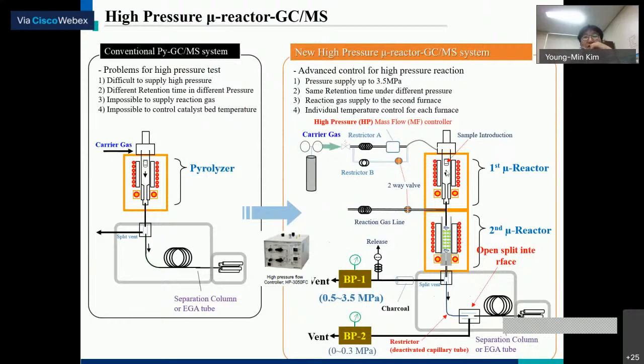And also, if we increase the reaction pressure, normally the retention time of the column will be different. However, we install different restrictors, and the column head pressure is controlled with separate back pressure controllers. So even if we adjust the reaction pressure of the tandem microreactors, the column head pressure can be maintained. This means the retention time is not changed under different pressures. Also, any kind of reaction gas can be applied. I normally use air or hydrogen as the main reaction gas. Some people want to use methane or methanol vapor as the hydrogen source.